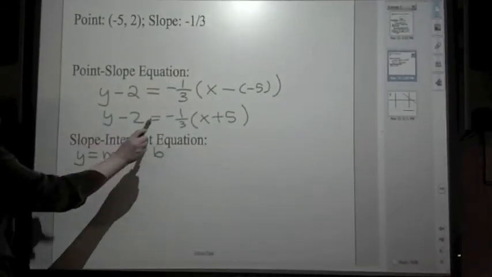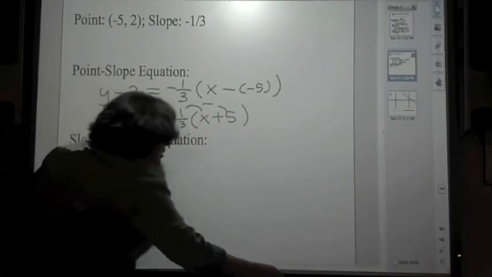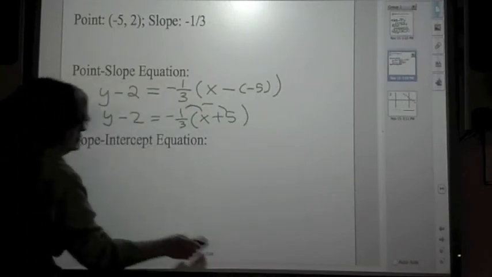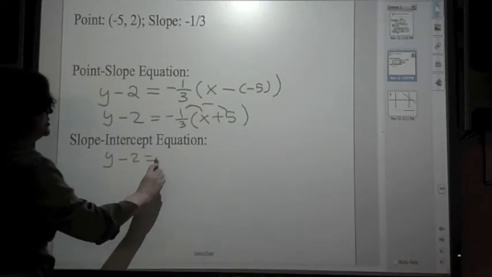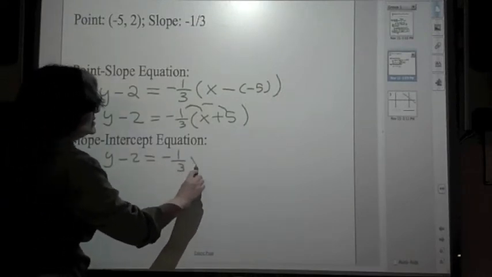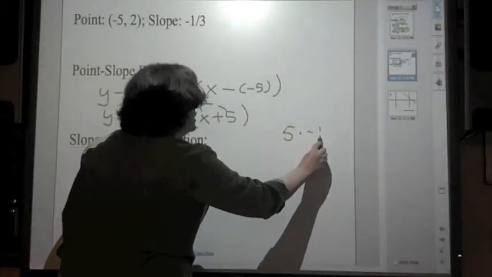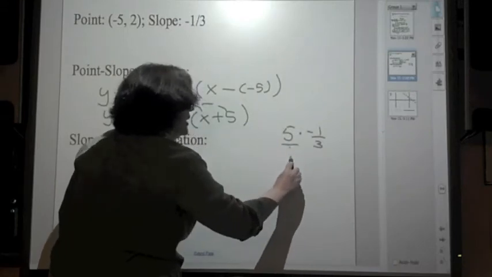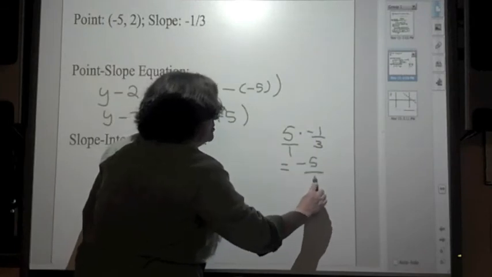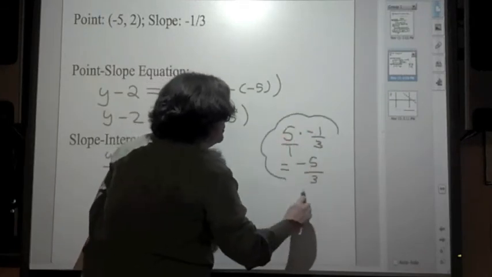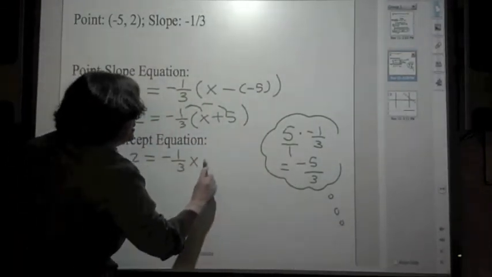The first step is, of course, going to be to distribute the negative 1/3. So here we go. We've got y minus 2 equals negative 1/3 x. Over here we'll think about for a minute 5 times negative 1/3. Put that over 1, multiply across the top, multiply across the bottom. So now we've got negative 5/3 here.